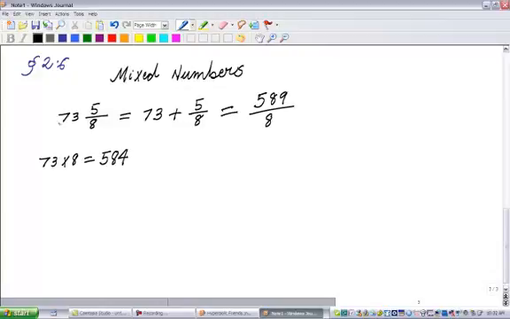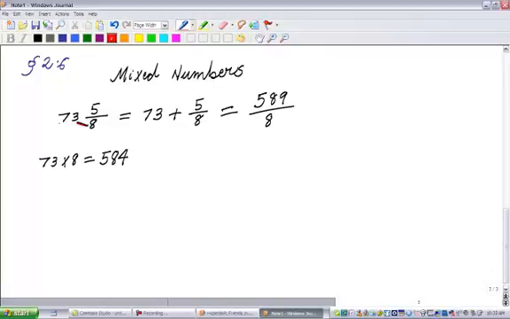The meaning of this number is also, when I add these two numbers, what do I get? I multiply 73 and 8 and add 5, right? You multiply these two numbers and then you add 5. You multiply 73 and 8, you add 5. That's the meaning of this notation. Is that making sense? The meaning of 73 and 5/8.